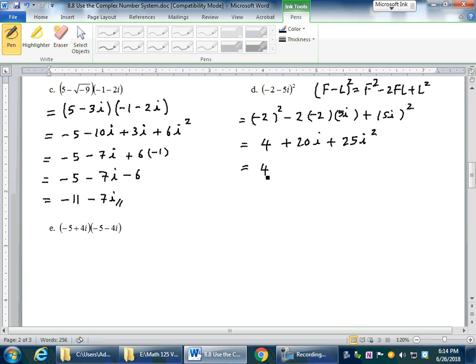Simplifying a little bit further, i squared is equal to negative 1, so that will become plus 25 times negative 1. So therefore, this gives me 4 plus 20i minus 25. So my final answer is negative 21 plus 20i in standard form.